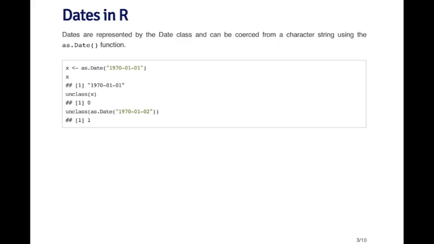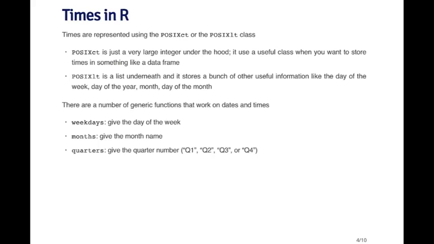If you had a date that was before 1970, then it would be represented as a negative number. But that's just a little background. You don't have to worry about the underlying representation. Ultimately, what you need to know is that dates are stored as objects of the Date class. Times, on the other hand, are represented as two possible types. One is called POSIXct, and the other one is called POSIXlt.